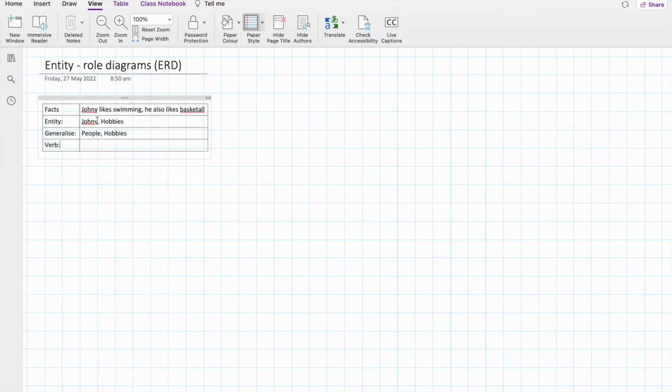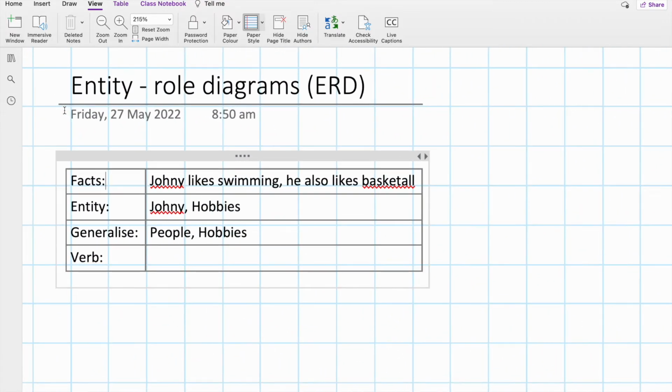Right, let's move away from that for a little bit and look at the verbs. From the two statements right at the top, they are facts. From those two statements, what are the verbs? Just realised this is very small. I should probably do it this big for you. Well, swimming is a verb, isn't it? But in this context, we're actually using it more like a noun, more like a hobby. What's the other verb? What's Johnny doing to these hobbies? He's liking them.